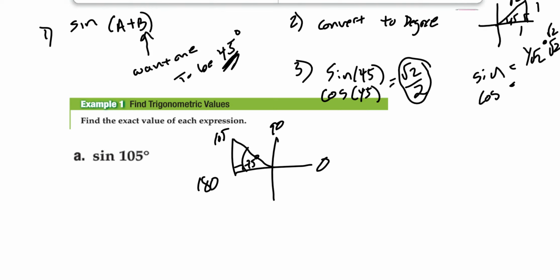So let's do an example. See what we're talking about here. So let me erase this. And then we're going to do sine of 45. So first thing I'm going to do is use the formula to break it up.